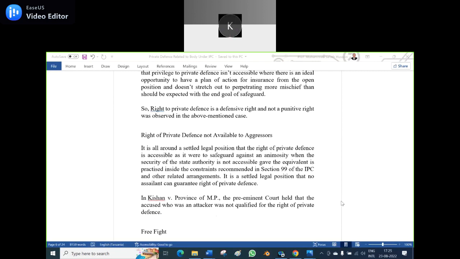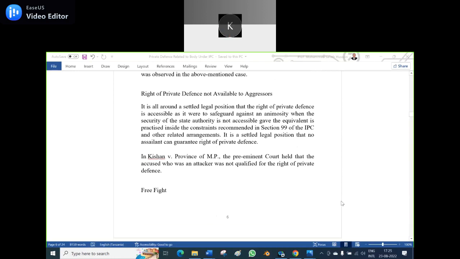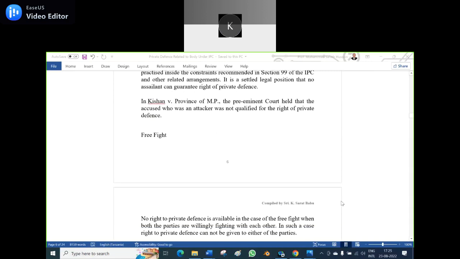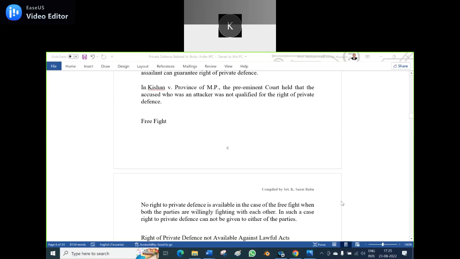In the case of Kishan versus State of MP, the Supreme Court held that the accused, who was an attacker, was not qualified for the right of private defense. So the accused was the attacker himself, and he has no right of private defense. This was declared in Kishan versus State of MP.